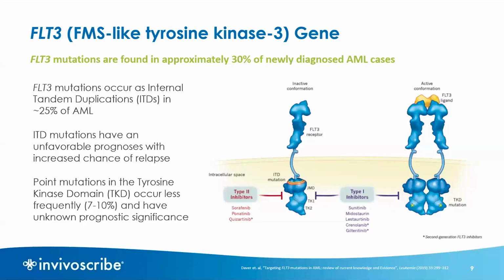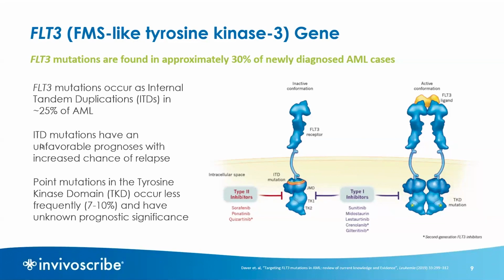which are probably known to most of the audience, but it's worth discussing very briefly that it's a monomer, and once it binds with the ligand, it dimerizes and then activates signaling pathways that are important for proliferation and survival, et cetera. Now, FLT3 represents 25% of newly diagnosed AML cases, and ITDs specifically, ITDs represent 25% of AML cases.